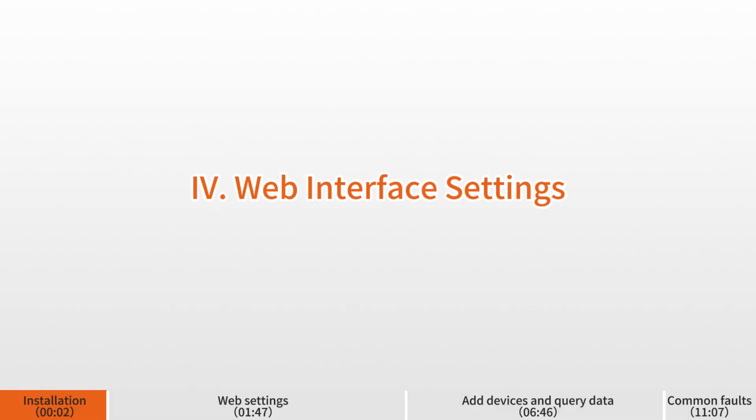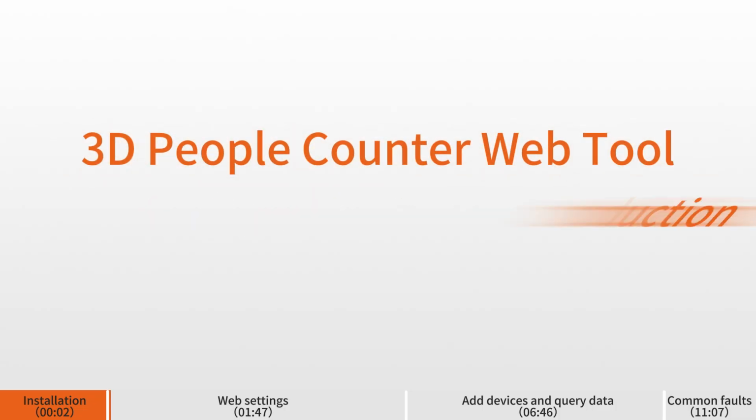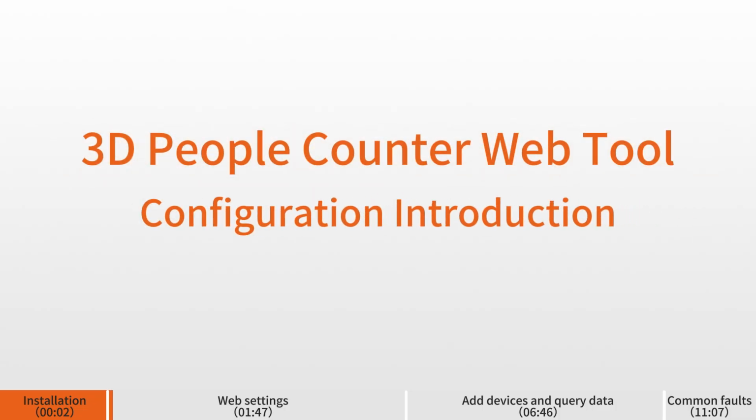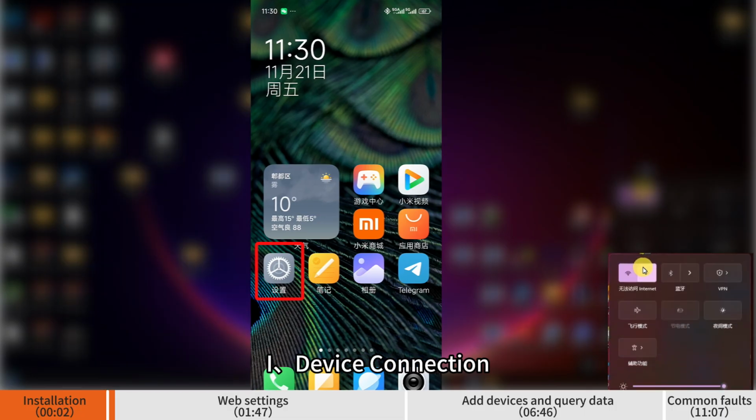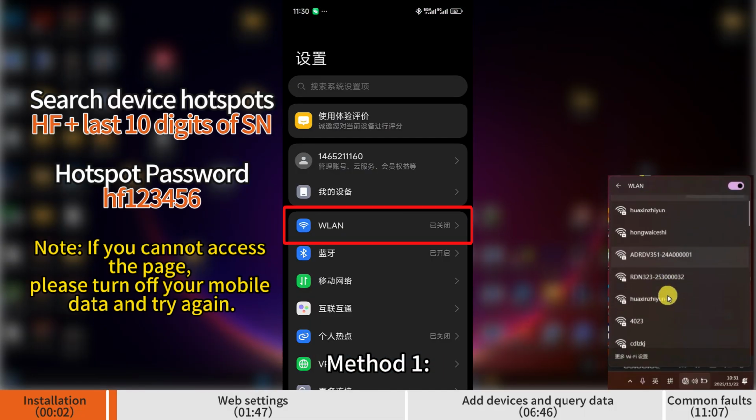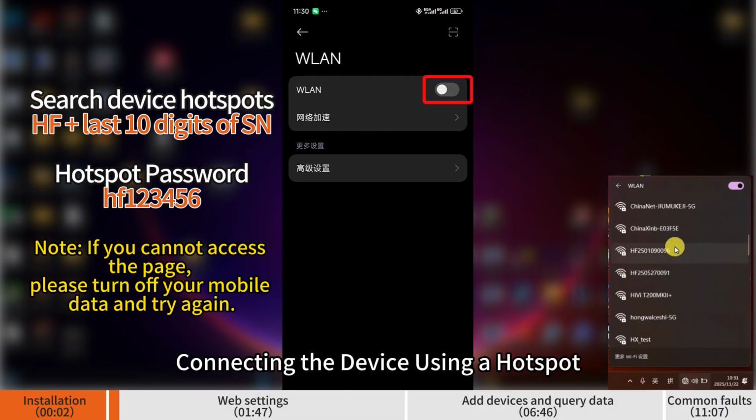4. Web interface settings. 3D People Counter Web Tool Configuration Introduction. 1. Device connection. Method 1. Connecting the device using a hotspot.